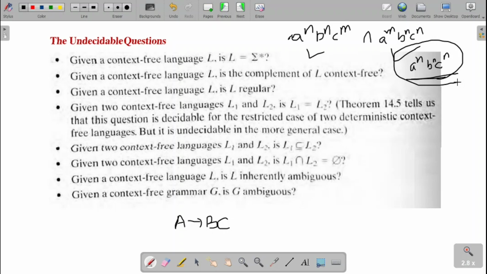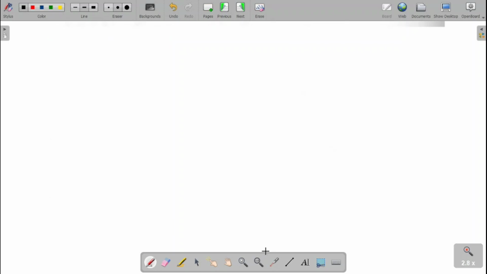The next one: given a context free language L, whether its grammar is ambiguous. Inherent ambiguity is there. The next one: whether the grammar is ambiguous. In all these cases, we are not able to decide. These classes of languages we call the undecidable questions.